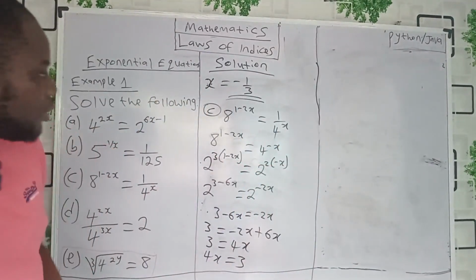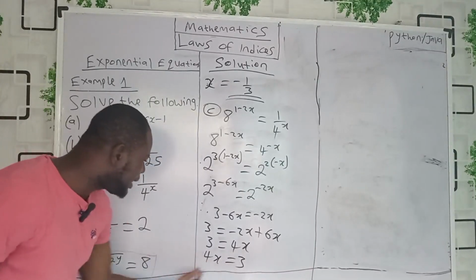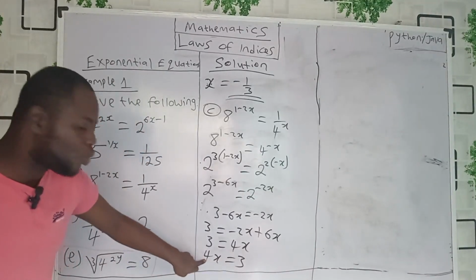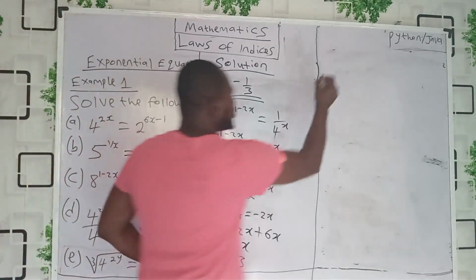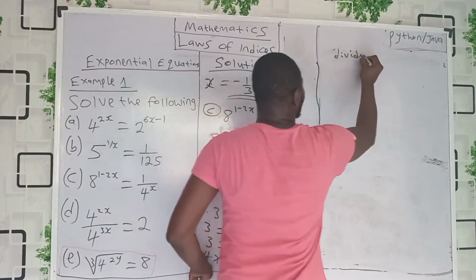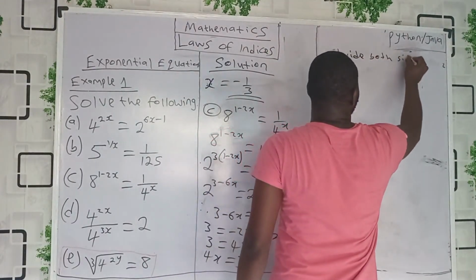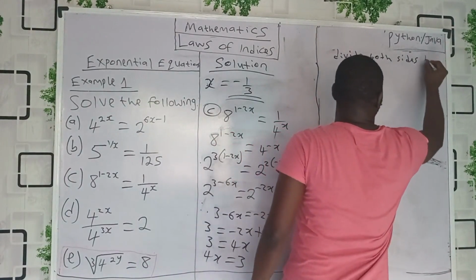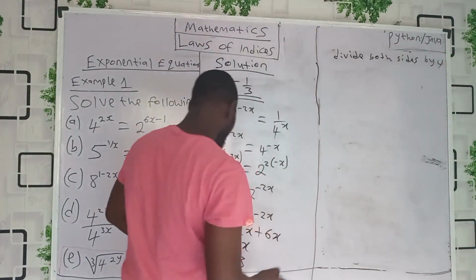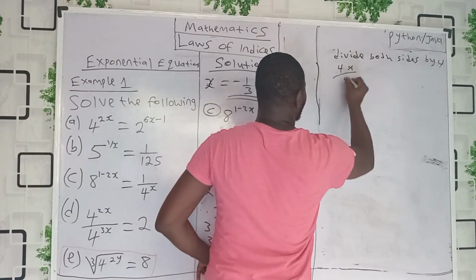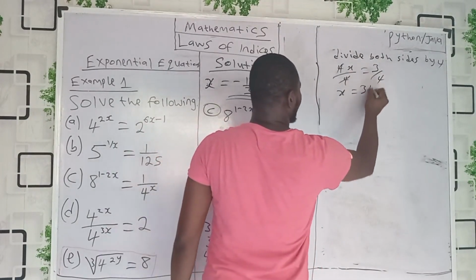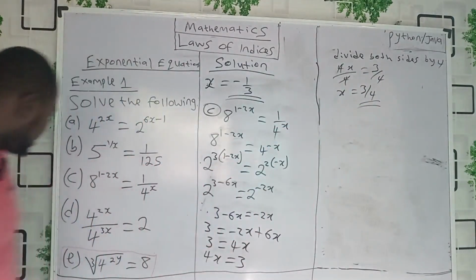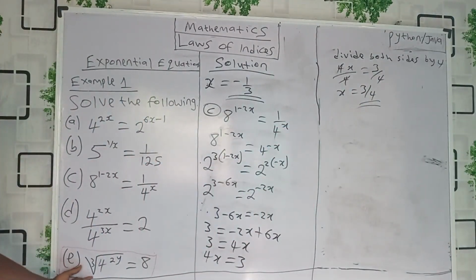So, what will happen now? 4x equal to 3. How will I get x? Divide both sides by what? The coefficient of x. 4 is the coefficient of x. So, divide both sides by 4. What will I have? 4x is 3. 4x over 4 equal to 3 all over 4. 4 will cancel 4. x will now become 3 all over 4.